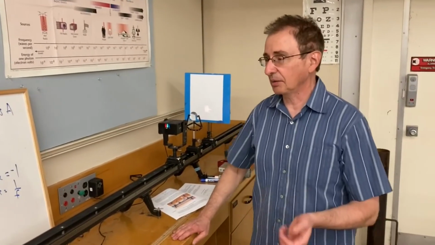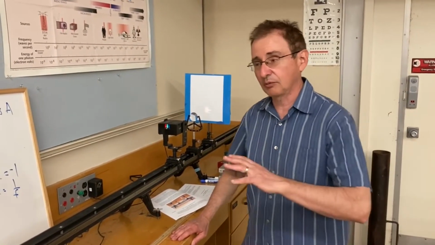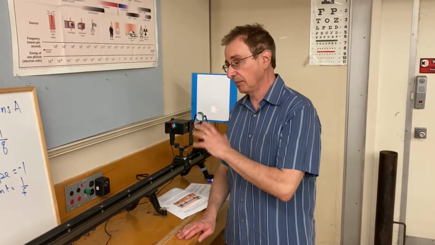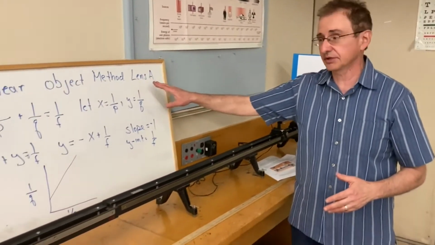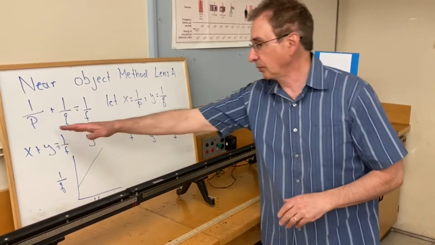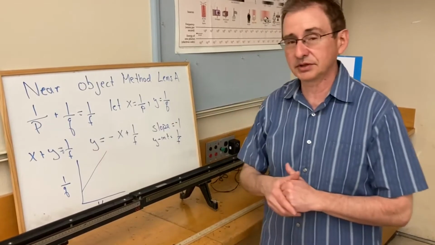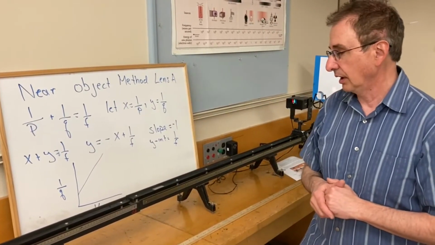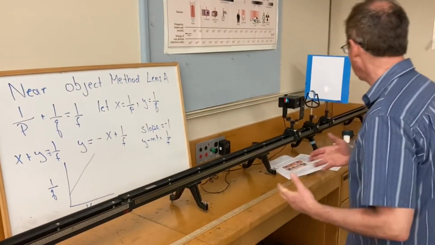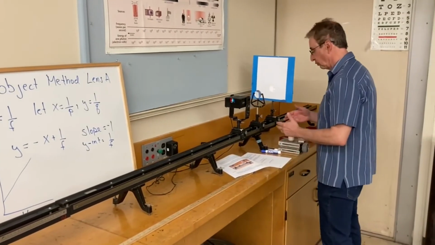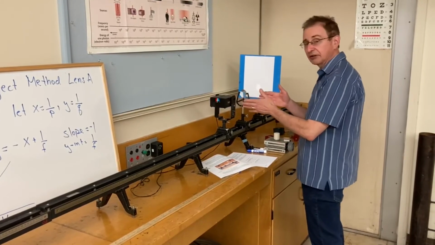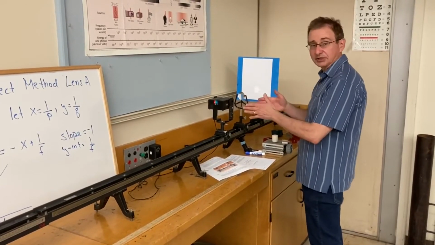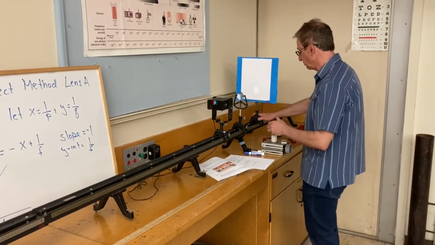So now I want to talk about the next part of part 1, which is we're going to be measuring the focal length of a lens using the near object method, and we're going to use lens A for this. Again, we're going to be working with our object image formula. What we're going to be doing here is measuring 6 different object distances, and we're going to be measuring the image distance.